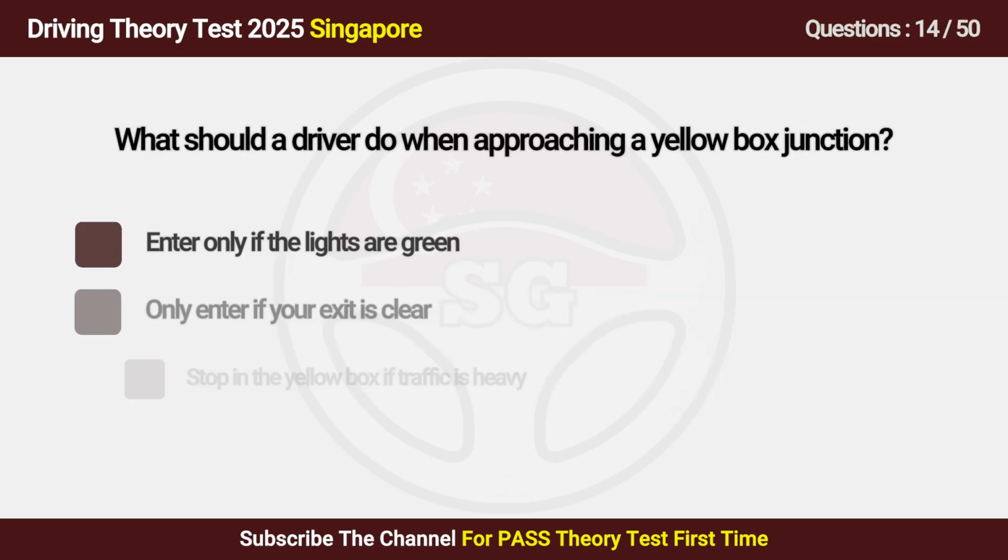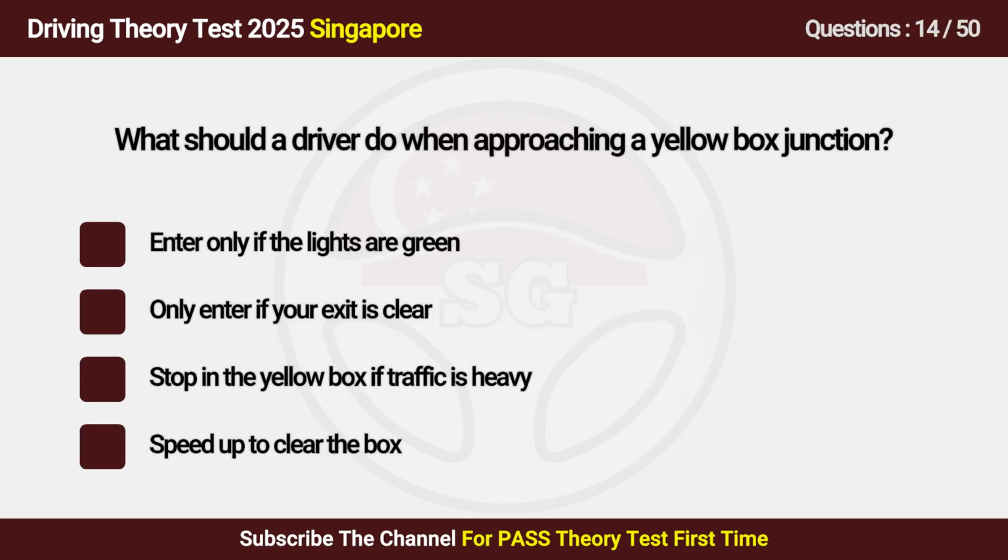Question 14. What should a driver do when approaching a yellow box junction? A. Enter only if the lights are green. B. Only enter if your exit is clear. C. Stop in the yellow box if traffic is heavy. D. Speed up to clear the box.